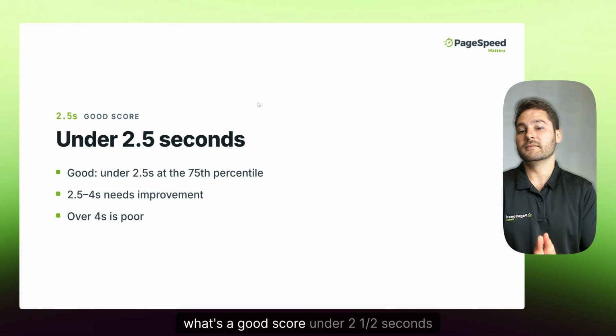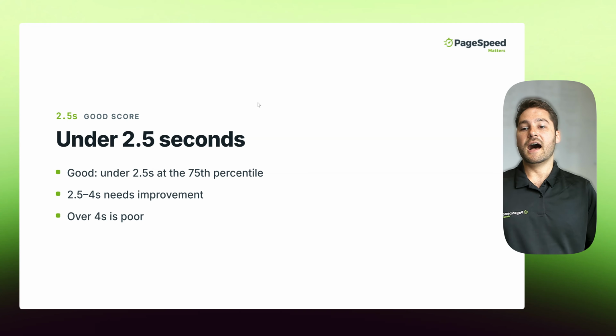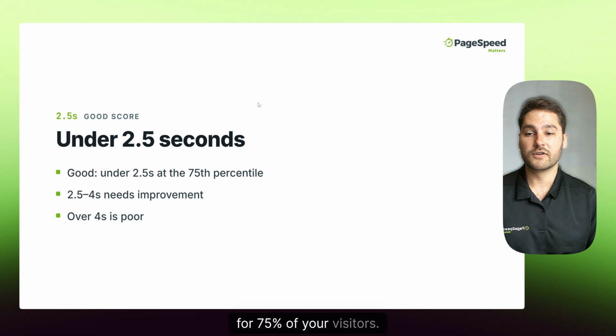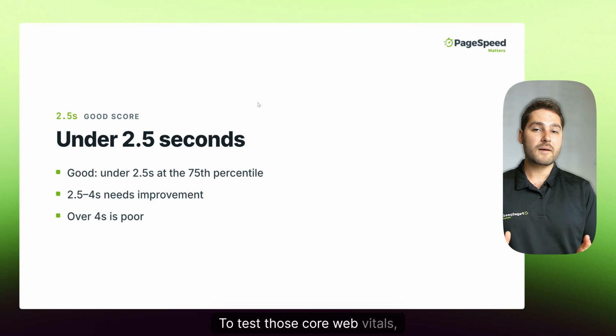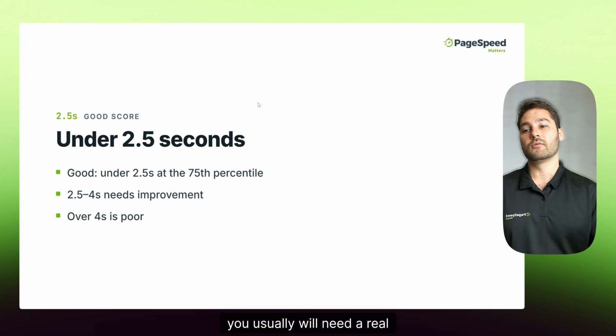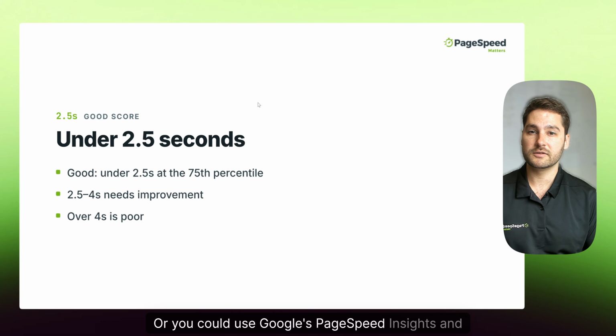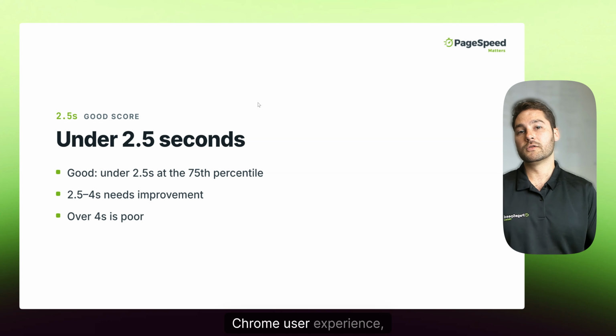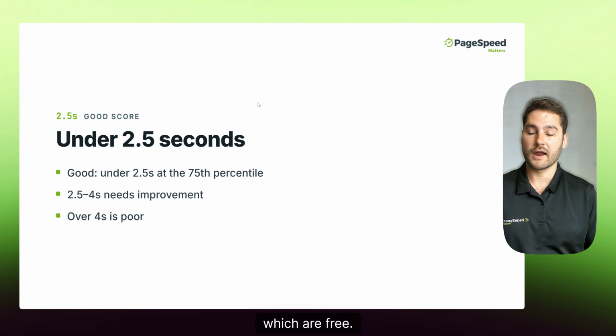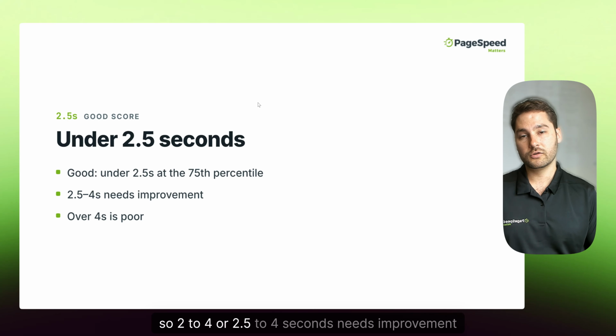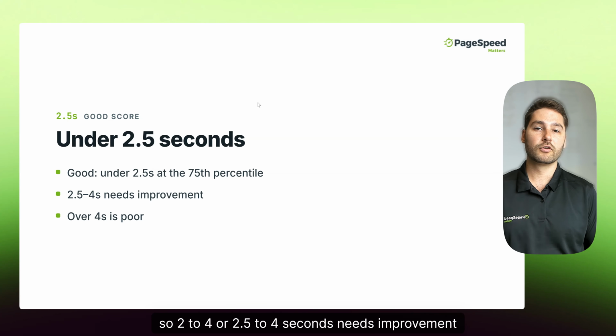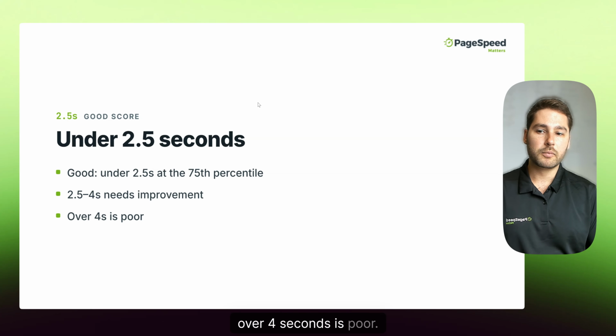What's a good score? Under 2.5 seconds for 75% of your visitors. To test those core web vitals, you usually will need a real user monitoring tool, or you could use Google's PageSpeed Insights and Chrome User Experience, which are free. So 2.5 to 4 seconds needs improvement. Over 4 seconds is poor.